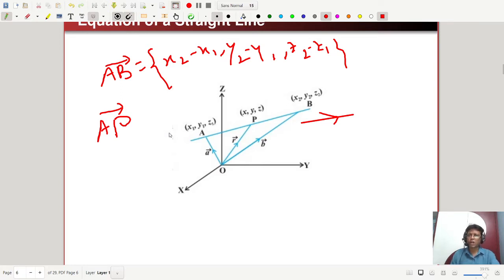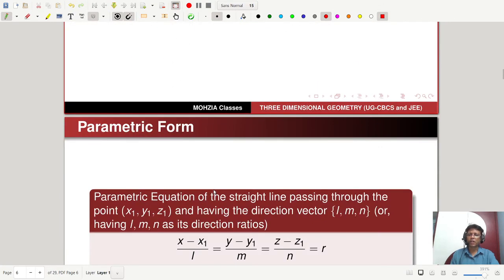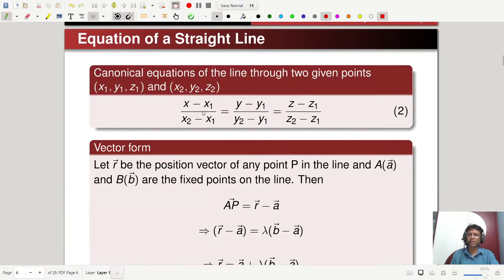These are the components. So AB and AP are parallel or coincident, so their components will be proportional. Okay, so we can write x minus x1 by x2 minus x1 equal to y minus y1 by y2 minus y1 equal to z minus z1 by z2 minus z1. So this is the canonical equation of the line through two given points x1, y1, z1 and x2, y2, z2.